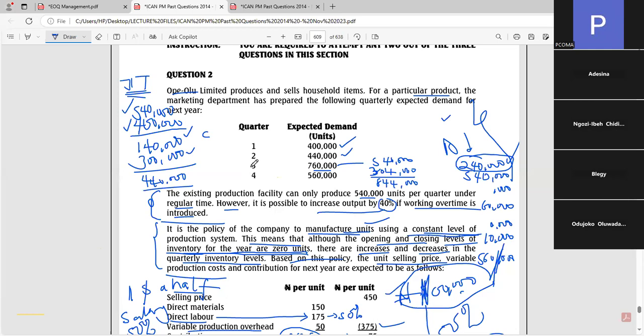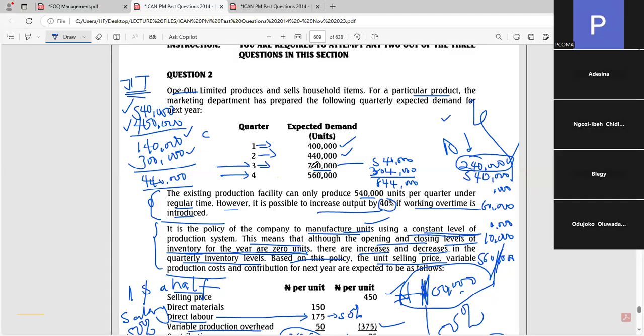Good. So it is quarters 3 and 4 that will make them work overtime. Because under just in time, if your customer needs 400, you can produce that 400 and supply to them. You don't need to store in the warehouse. And the capacity of the factory is 540 per quarter. In quarter 1, no issue, they can produce 400. In quarter 2, they can produce 440, they have capacity of 540. But in quarter 3, they only have capacity of 540, they cannot produce 760.